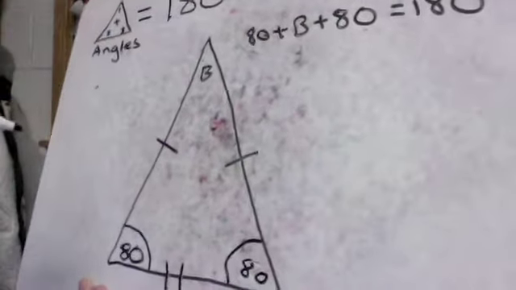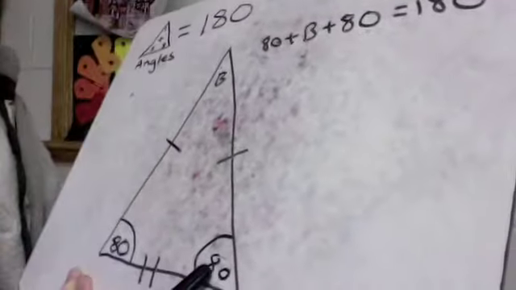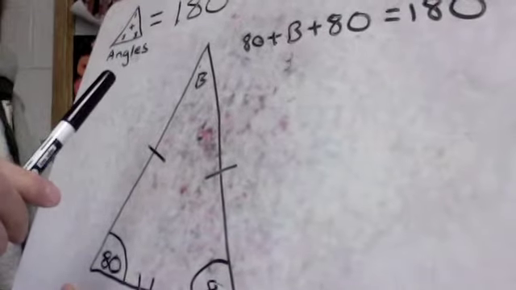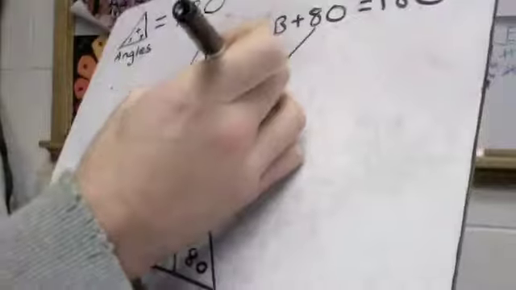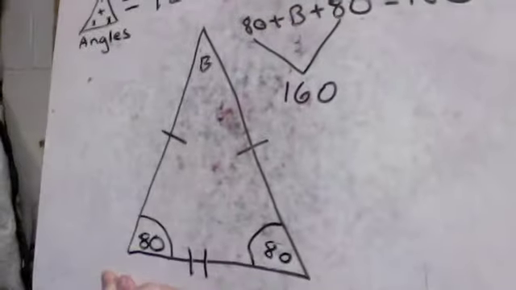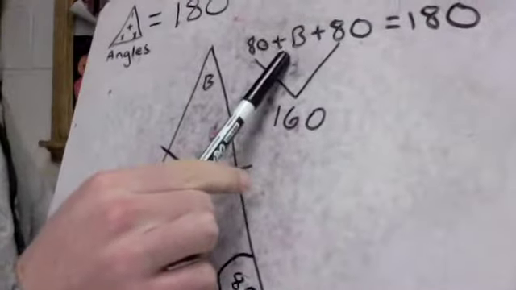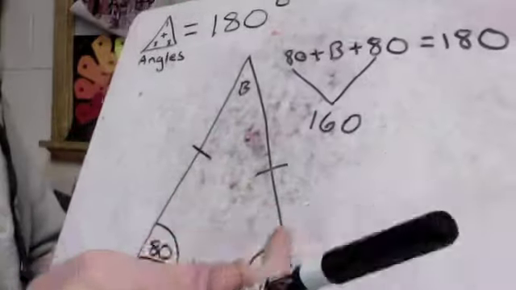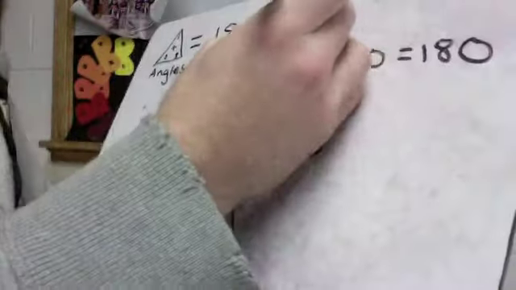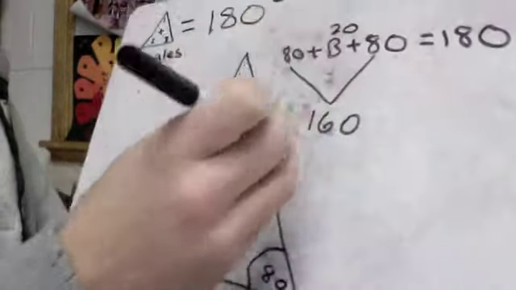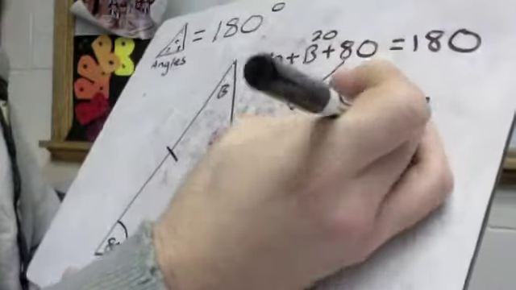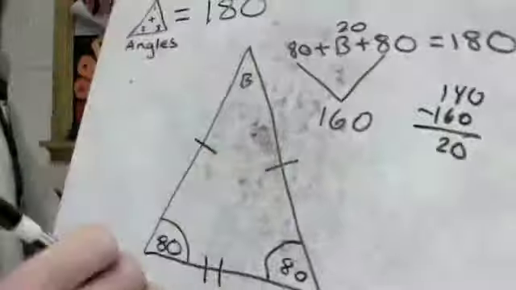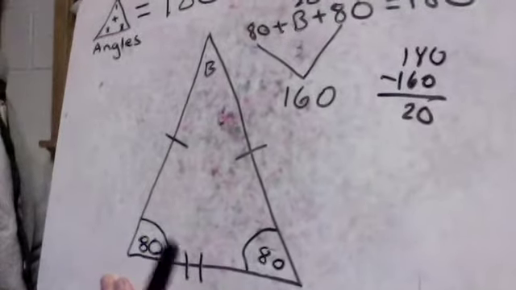Now we've got a situation where we've got two and we just need to figure out the last one. And we can do it the same way we did all the rest of them. 80 and 80 would be 160. And then we've got our missing one. Now 160 plus what is 180? I know it's 20. If you didn't know that, you could take this 160 and minus it from 180, and we would get 20.